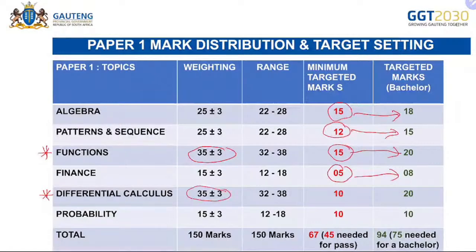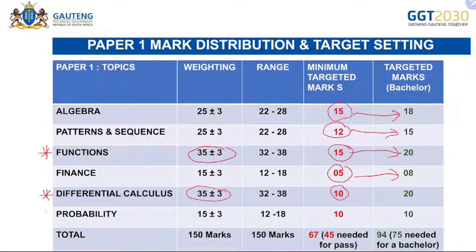The minimum targeted marks there would be 10. But obviously you should aim for more than that, because you have your first principles there, you have your rules of differentiation there, you have your cubic graphs there, so you should aim for more. You have optimization concepts there, you should aim for more than 10 marks. 10 marks should just be the bare minimum.